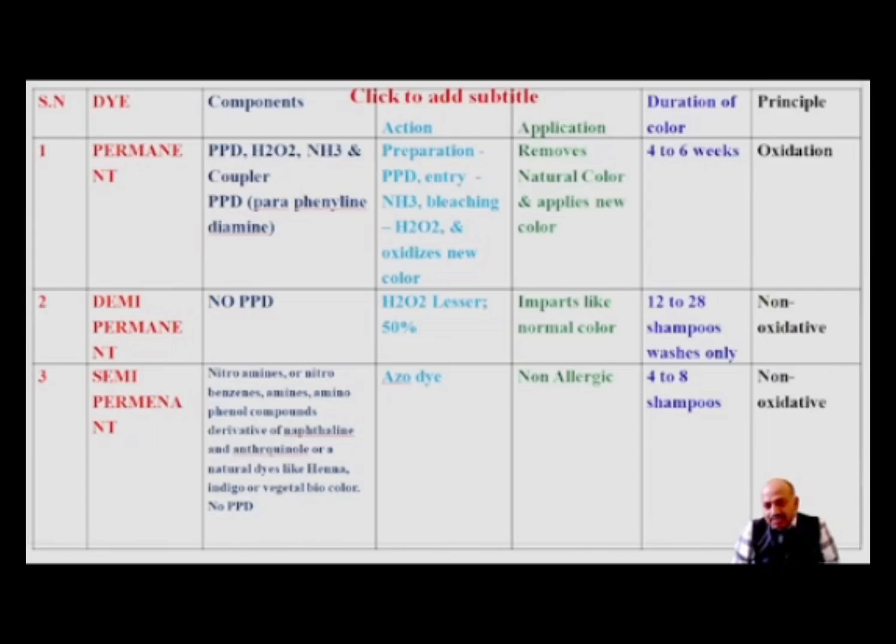Demi means 50%, and the application part imparts color like normal color only, and the duration will be 12 to 28 shampoo washes. The color will stay up to 12 to 28 shampoo washes. The principle is non-oxidative. Coming to the third one, that is semi-permanent dyes. Components present are nitroamines or nitrobenzenes, amines, aminophenol compounds, derivatives of naphthalene and anthraquinol, or natural dyes like henna, indigo, or vegetable biocolor. No PPD is there.